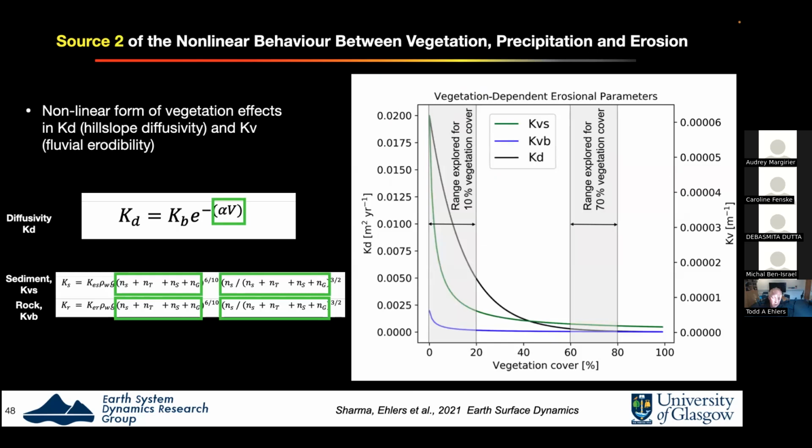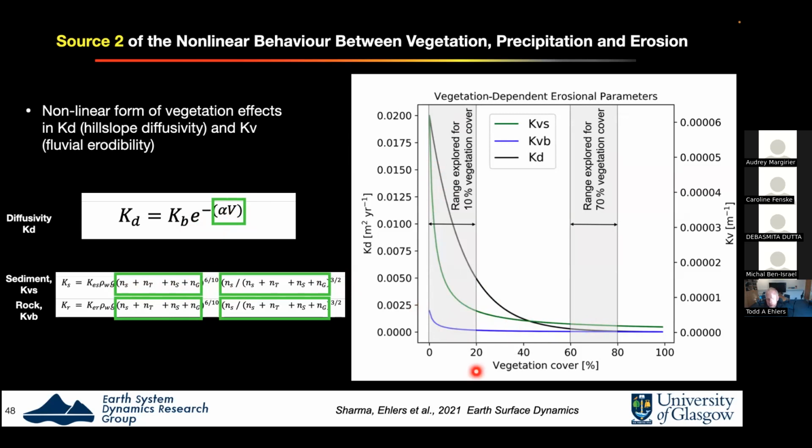The other thing I'll do is highlight, I didn't show these equations earlier, but in the landscape evolution model, we're looking at variations in diffusivity or erodibility as a function of vegetation. For diffusivity, the hillslope diffusivity varies with vegetation cover as a negative exponential function, and that's shown with the black curve here. Whereas for fluvial processes, with these Manning roughness coefficients that you see here, these are power law relationships, which are the green and the blue.